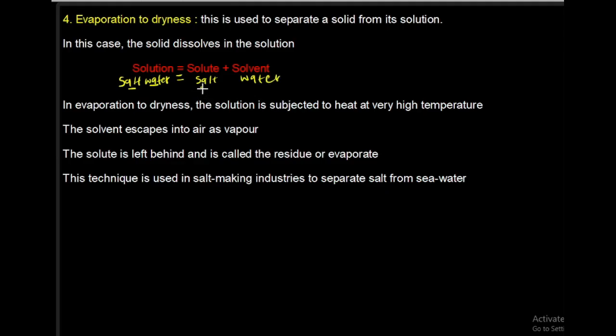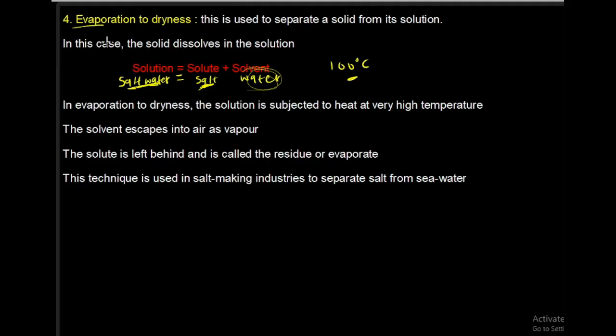To separate this salt from water, we make use of evaporation to dryness. Evaporation to dryness involves heating this mixture, this solution. We heat it to a point whereby the whole water will evaporate. Of course, we know that water starts evaporating at 100 degrees Celsius. So we are going to heat the solution beyond 100 degrees Celsius till all the water evaporates, and then we are going to be left with what? Just salt. That's what we mean by evaporation to dryness.